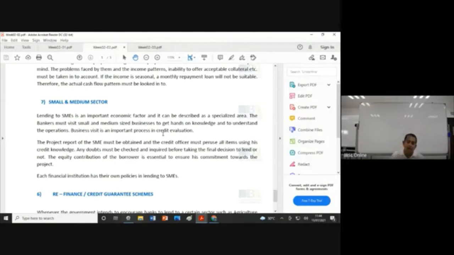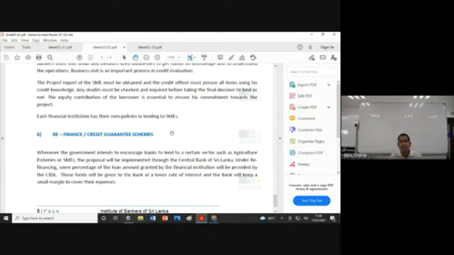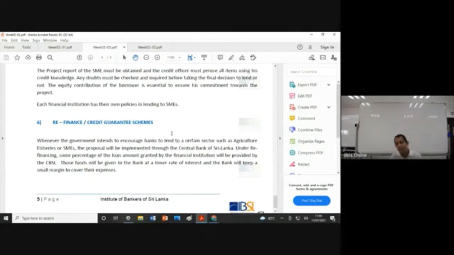It is only a part of your decision. Whereas corporate lending, P&L and balance sheet, you can lend. Then refinance and credit guarantee schemes. Today also going to be a shorter lecture, right? Refinance and credit guarantee schemes. It is again called credit lines.